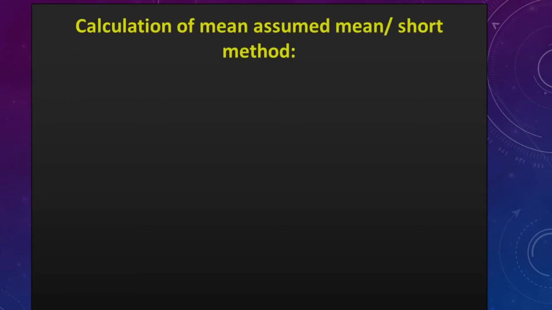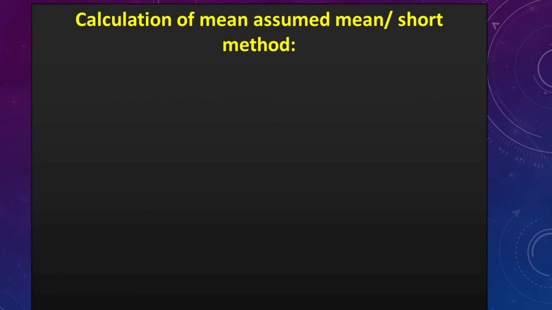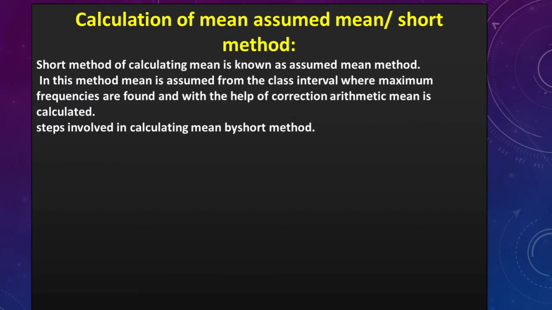In this video, we are going to learn about calculation of mean by short method or assumed method. This is the second way of calculating mean when a frequency distribution table is given. So in the short method, what are the steps we are going to follow? Let us see. The short method of calculating mean is known as the assumed mean method.